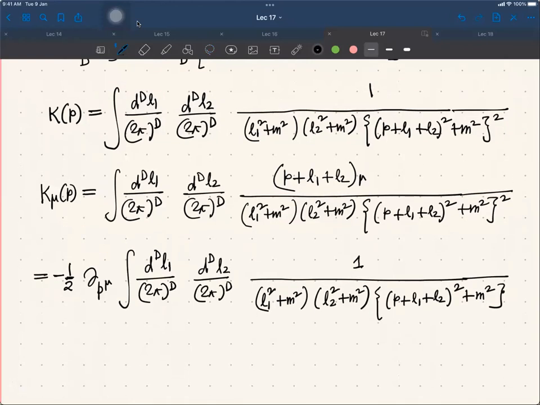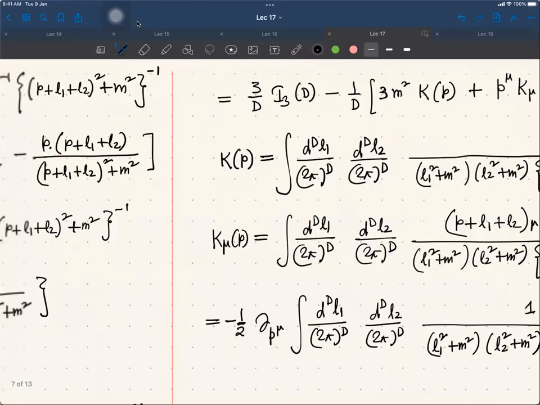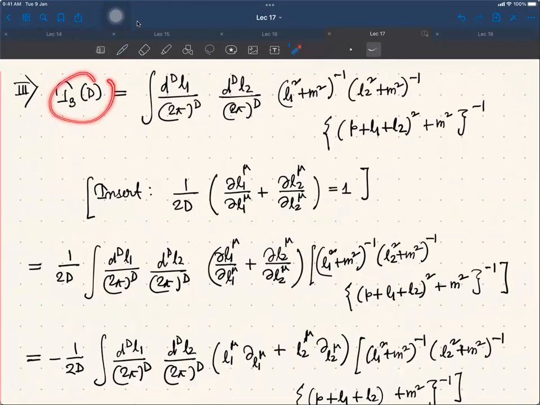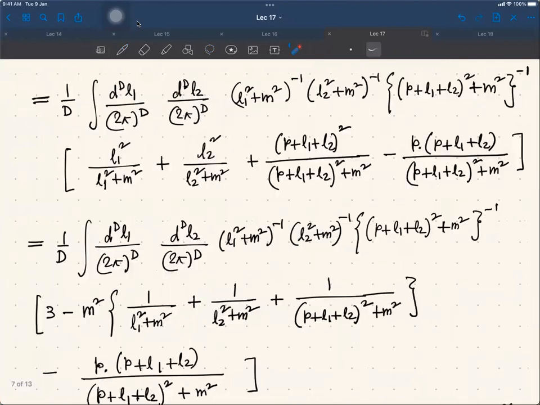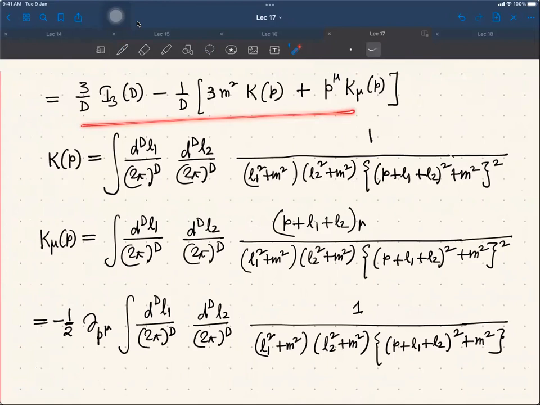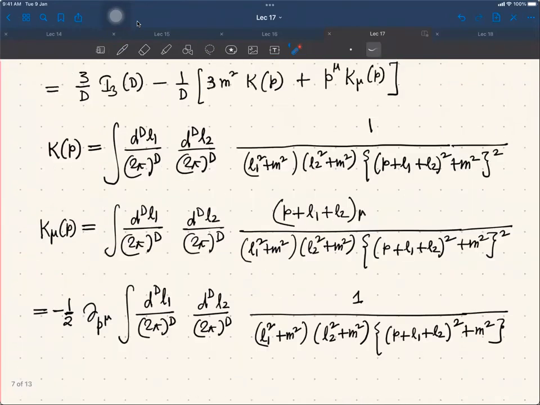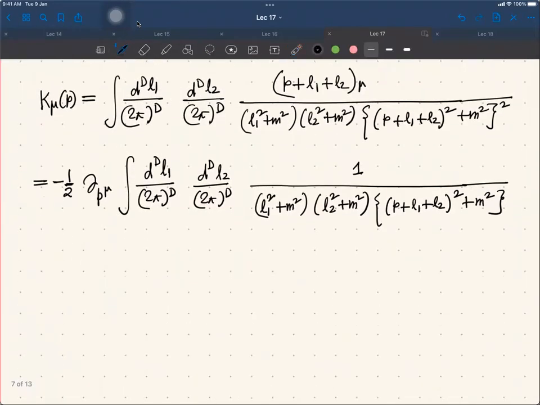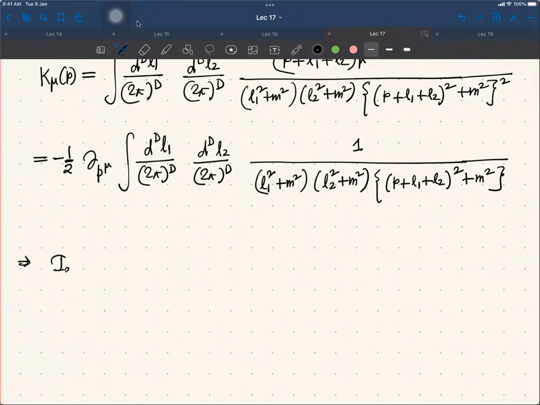So now combining all these results, we have started out with calculating I3 as this integral, and then we have shown I3 to have this expression where I3 appears here as well. So, just like before, we take all I3 on the left hand side and show that I3 is given by 1 over minus 1 over d minus 3 times 3 m square K(p) plus P mu K mu of P.